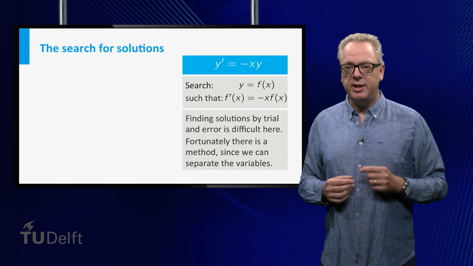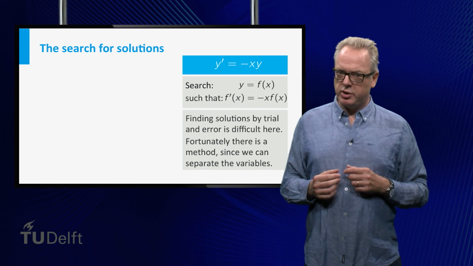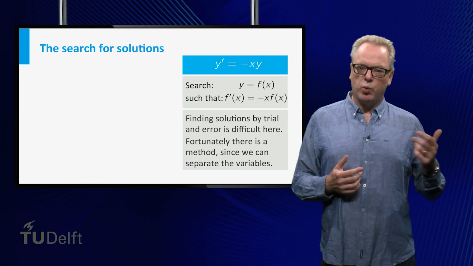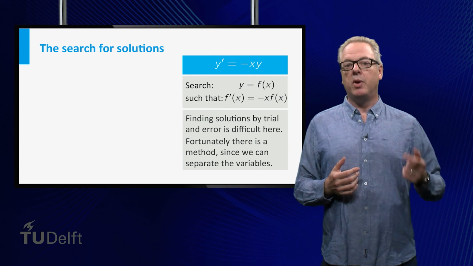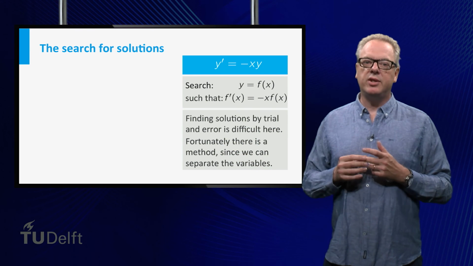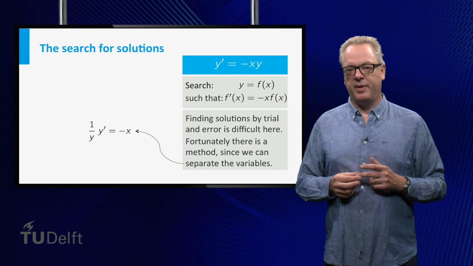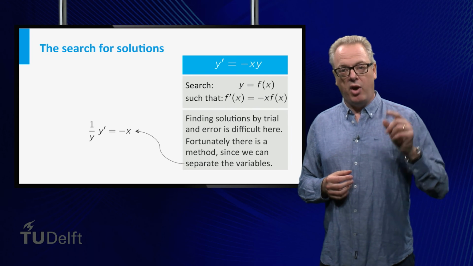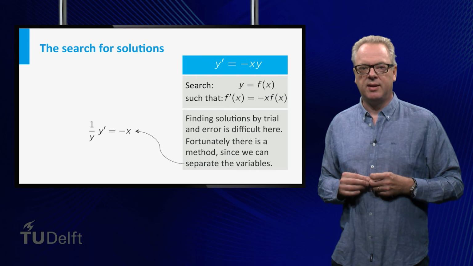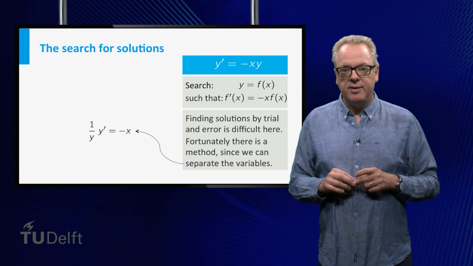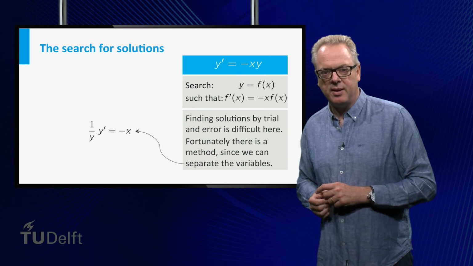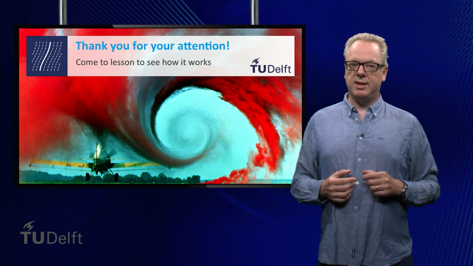As the name suggests, it's a method that works when the x and y variables can be rearranged, such that one side of the equation is of the form y prime times a function of y, and the other side of the equation is a function of x. In our example, 1 over y times y prime equals minus x. The next step to solving it will be integrating both sides with respect to x. We will explain and practice this during the lesson.